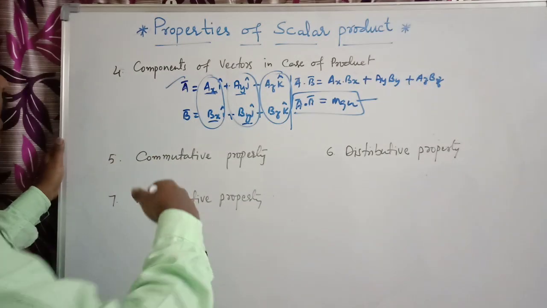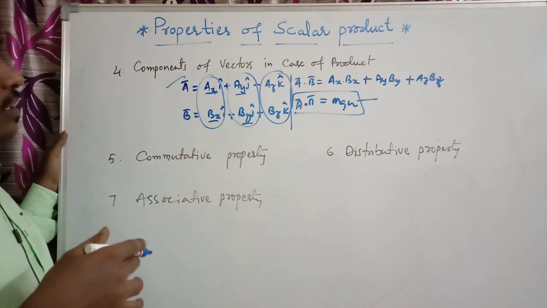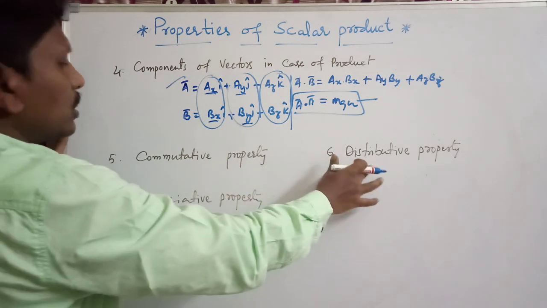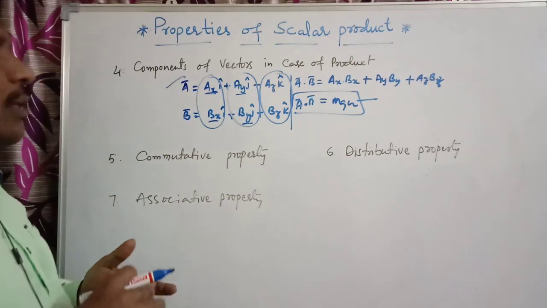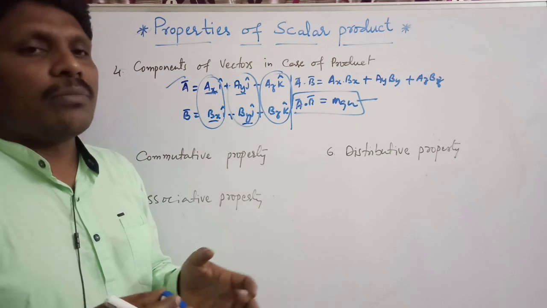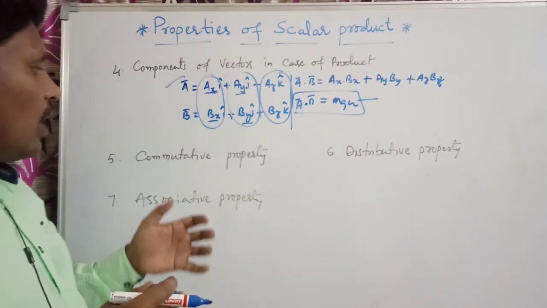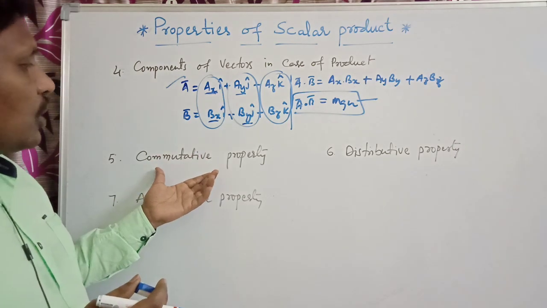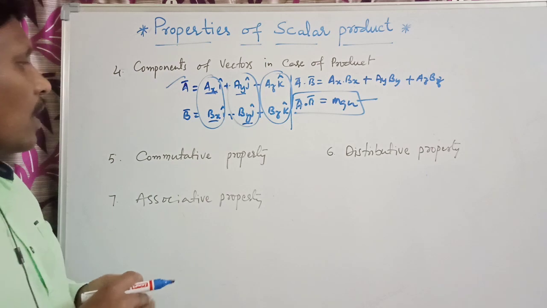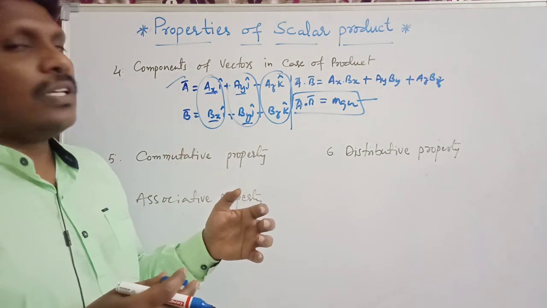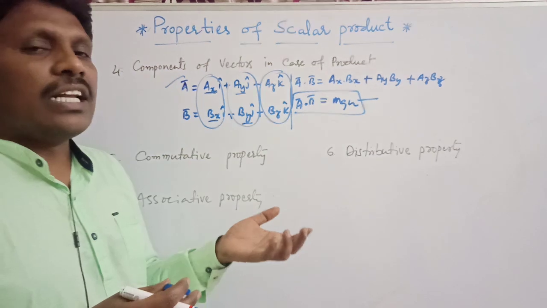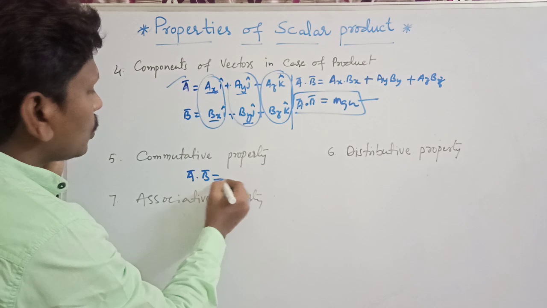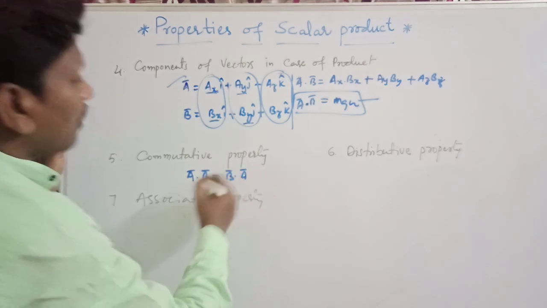So let's see the remaining properties of the scalar product: commutative, distributive and associative. These are properties widely used in mathematics. The commutative property means that even if the order of the vectors is changed, the result does not change. For example, a bar dot b bar is equal to b bar dot a bar.